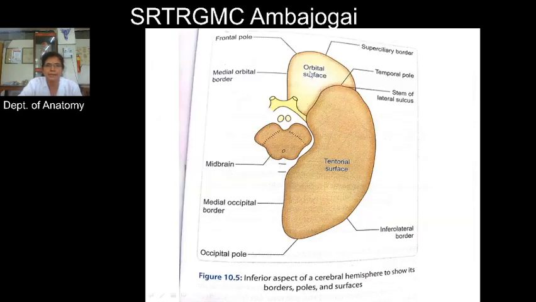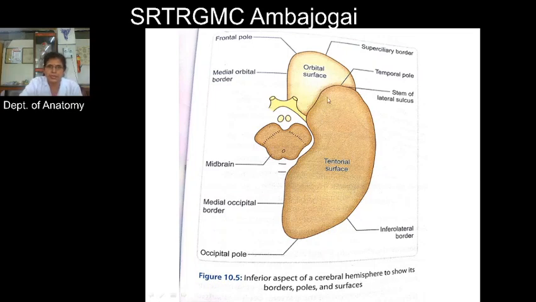Now this is the inferior surface. This inferior surface is present between the inferolateral border and the inferomedial border. On the inferior surface, there is one sulcus present, and that is the lateral sulcus, and the stem of that lateral sulcus divides this inferior surface into two parts. The anterior part is called the orbital surface, and this orbital surface is in relation with the orbital plate of the frontal bone, so it is called the orbital surface.